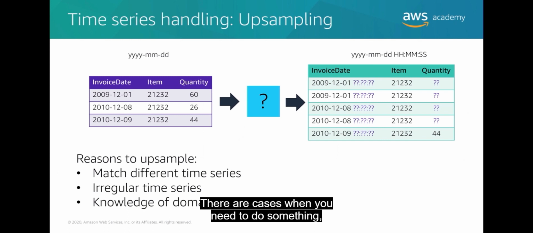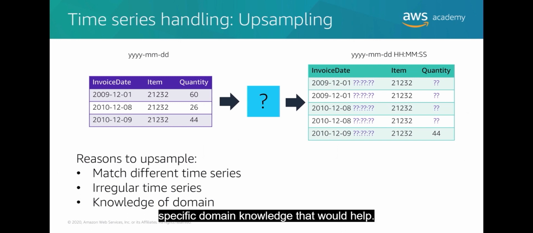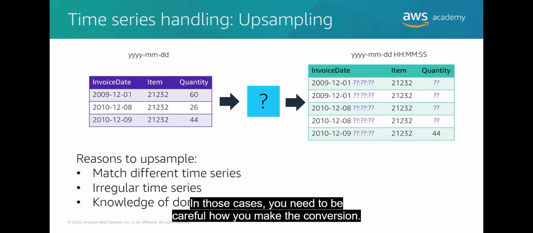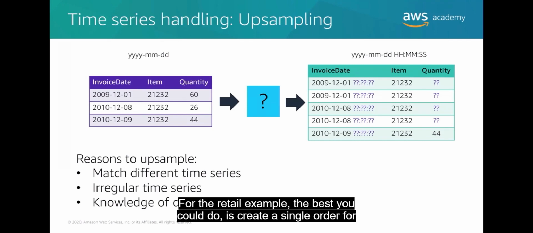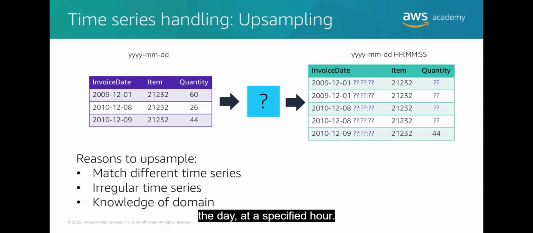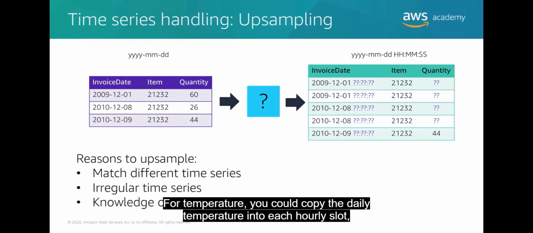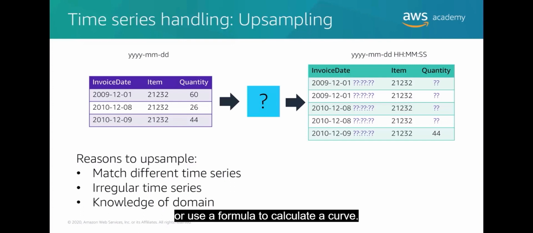There are cases when you need to do something, perhaps to match the frequency of another time series. Or you might have an irregular time series or specific domain knowledge that would help. In those cases, you need to be careful how you make the conversion. For the retail example, the best you could do is create a single order for the day at a specified hour. For temperature, you could copy the daily temperature into each hourly slot, or use a formula to calculate a curve.